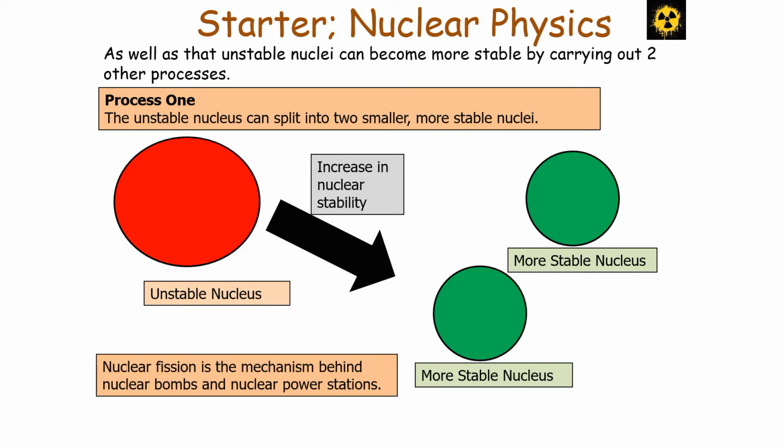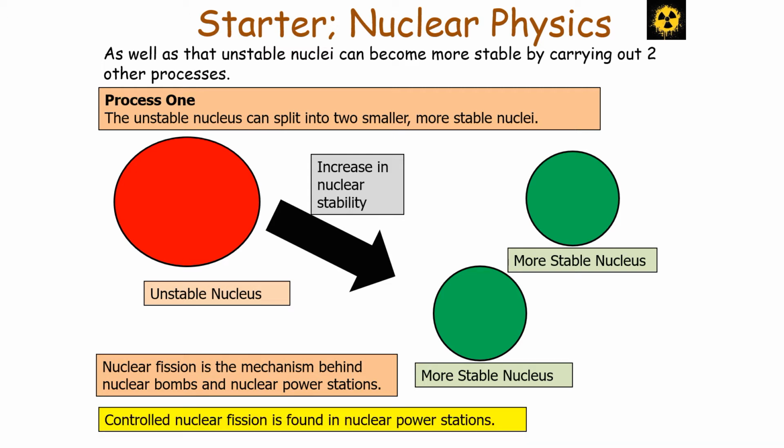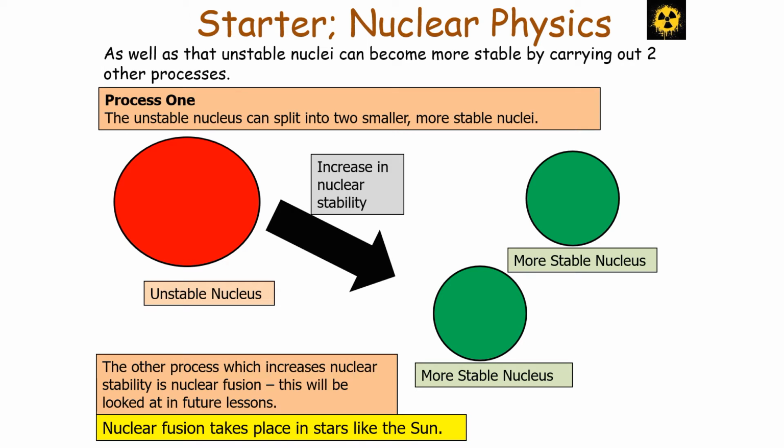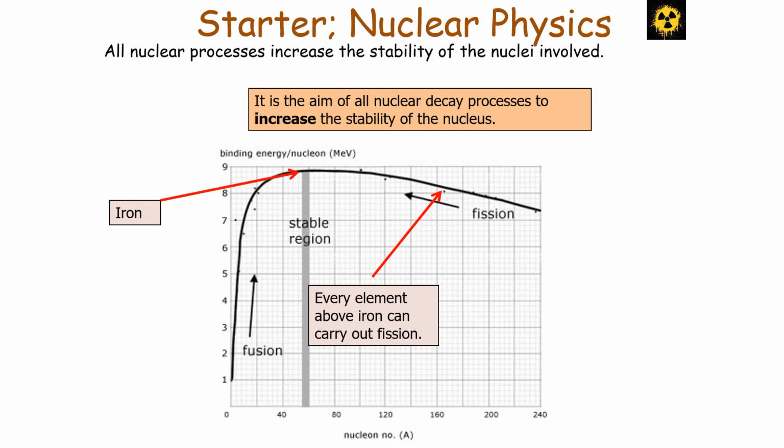Nuclear fission is the mechanism behind how nuclear bombs and nuclear power stations work. Controlled nuclear fission is found in nuclear power stations, whilst uncontrolled nuclear fission is found in nuclear weapons. The other process which increases nuclear stability is called nuclear fusion, which we'll look at in upcoming lessons. Nuclear fusion takes place in stars like the sun. So all nuclear processes increase the stability of the nuclei involved. It is the aim of all nuclear decay processes to increase the nuclear stability.